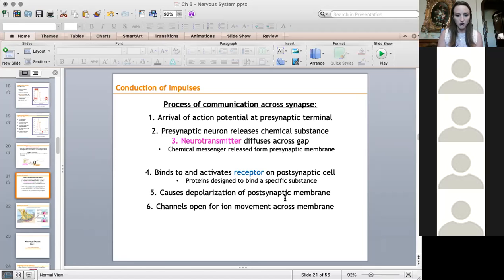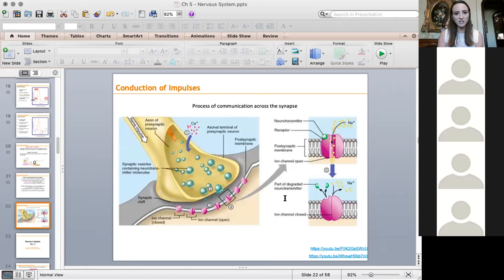So we're in the other neuron. It's going to cause depolarization of that second membrane, the postsynaptic membrane, and all the ions can move across. So then the action potential will be processed by the postsynaptic neuron. It's going to be processed in that soma and then sent down the next axon. So that is synaptic transmission, and this picture kind of shows that, and the videos at the bottom are really good if you need to watch those again.